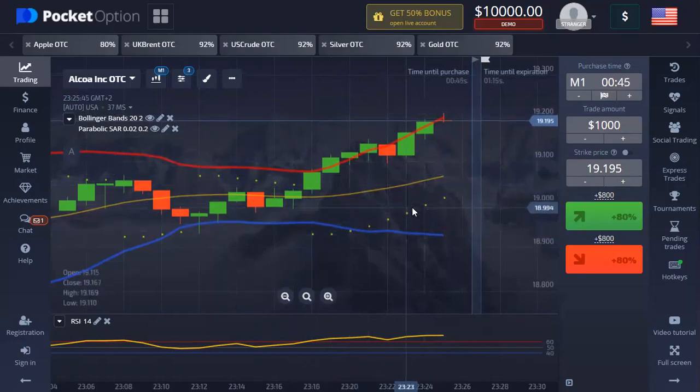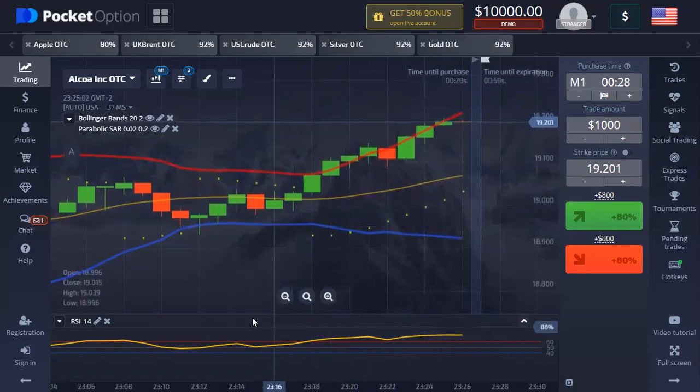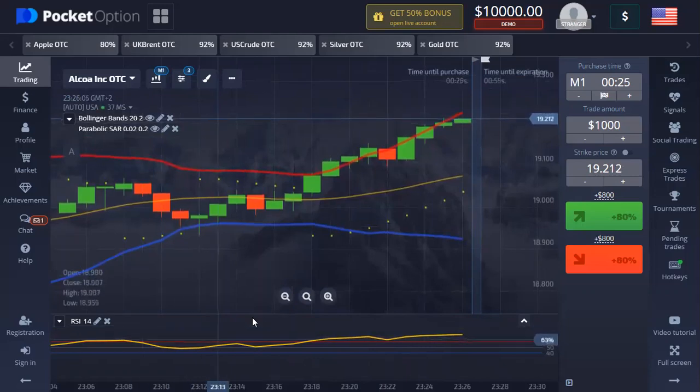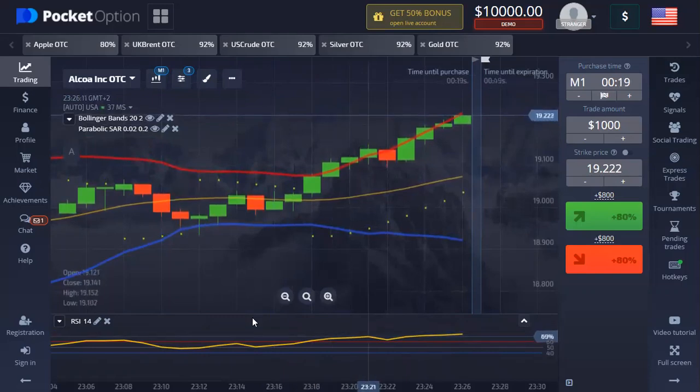Your third confirmation is you want your parabolic dots to be below your candles for a potential buy setup. You want it to be below your candles, right? So as you see here. So that'd be your third confirmation. All right. Now for potential buys, when we come down to our RSI, our fourth confirmation, right, is we want your RSI line to be above this 60, right? Above this 60. So you want your RSI line to be above the 60 level for a potential buy setup.